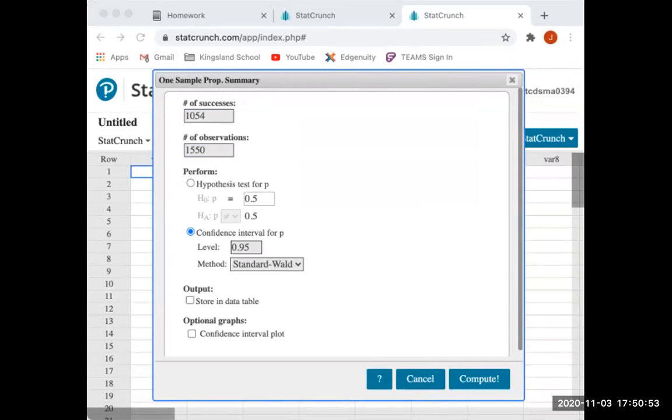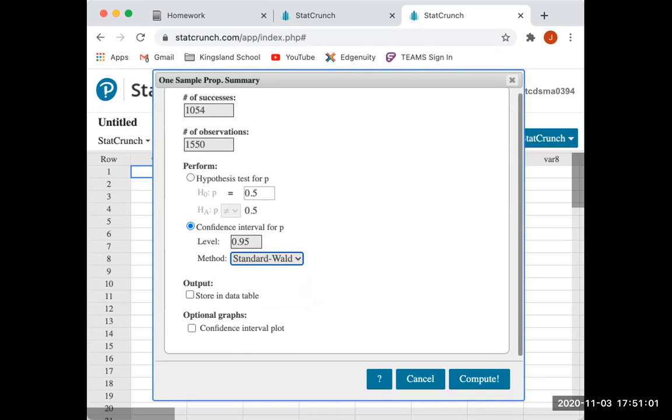I have to confess to you, method is not something I've seen before. Agresti, cool, or standard? Well, we're just going to do standard. I've never heard of Agresti. That's kind of cool. Okay, and then we're going to go ahead and go to compute.